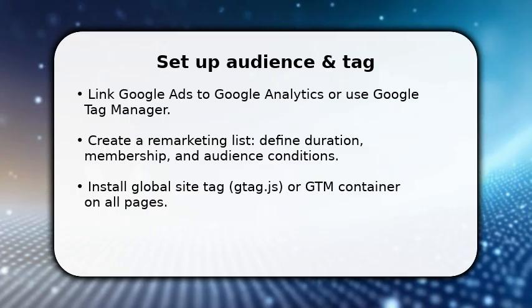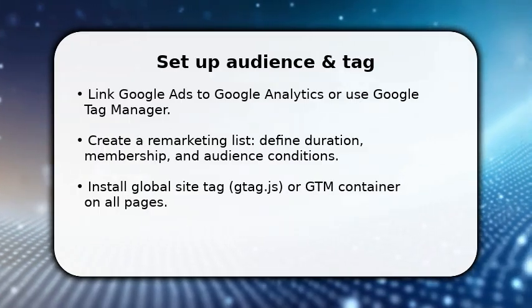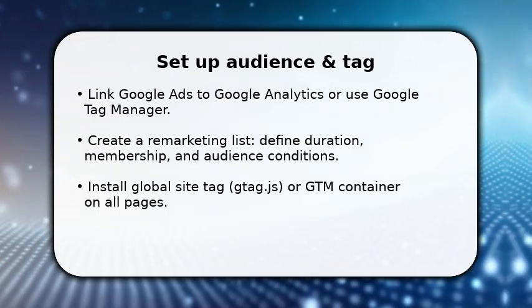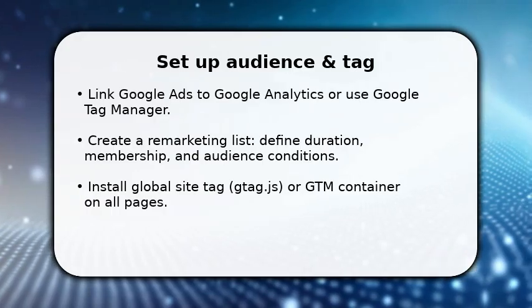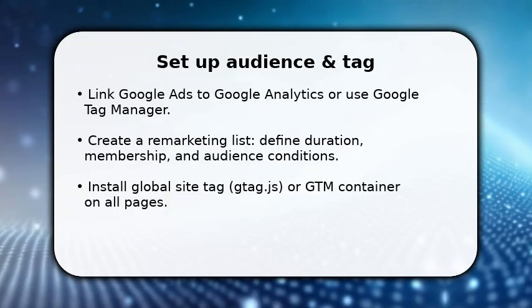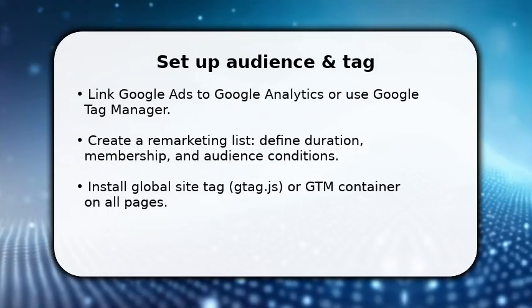You start by confirming tracking and audience basics, link ads to analytics, or deploy Google Tag Manager. Once done, create a remarketing list and set membership duration and precise conditions so you capture the right users. Then implement the Global Site Tag or GTM snippet across the site, testing with a tag assistant.